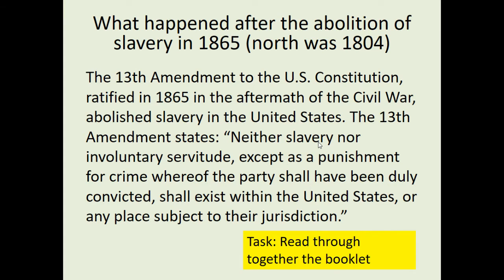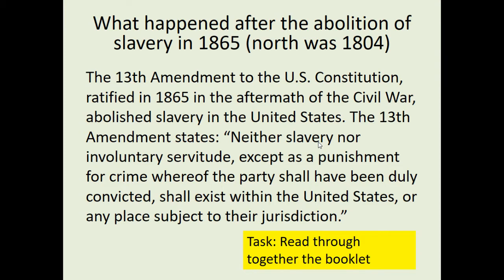And it says here, any place subject to their jurisdiction. That would be any country that is run by the United States. Okay, so places like the islands you've got in the Pacific as well. So any islands that would come under American laws, places like Guam, the US Virgin Islands, American Samoa, anywhere like that.